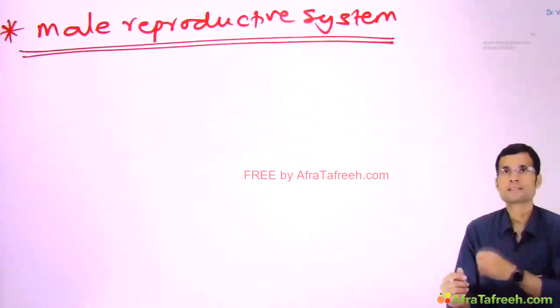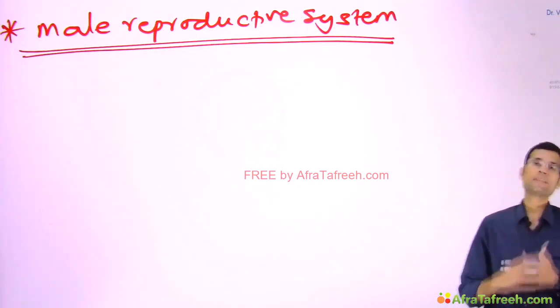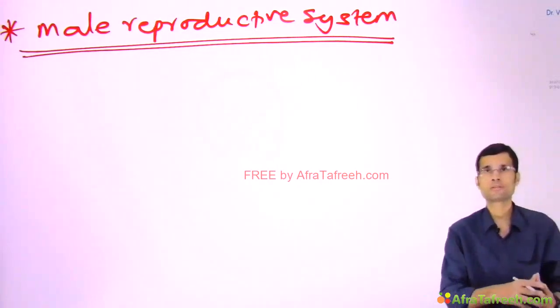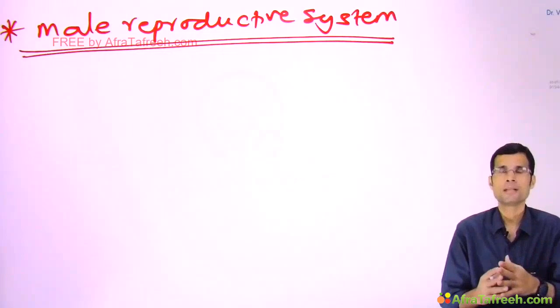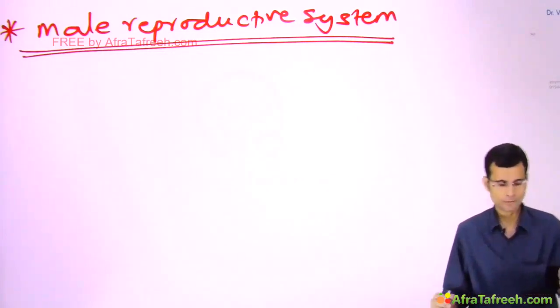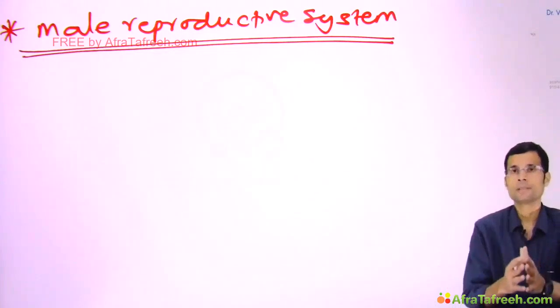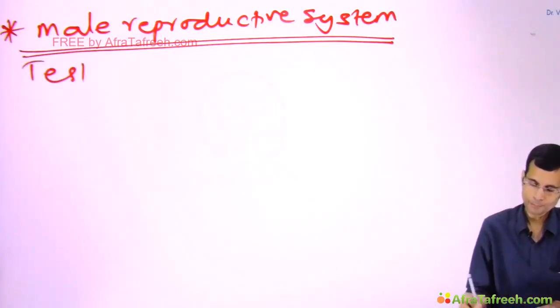Let's now discuss the male reproductive system. The major male reproductive functions are secretion of sex hormones, production of sperm, and transport of that sperm from male to female. And the reproductive organ is the testis.